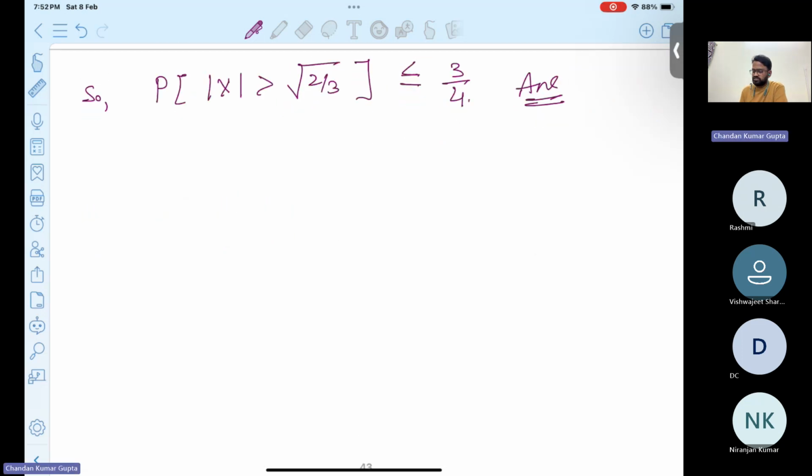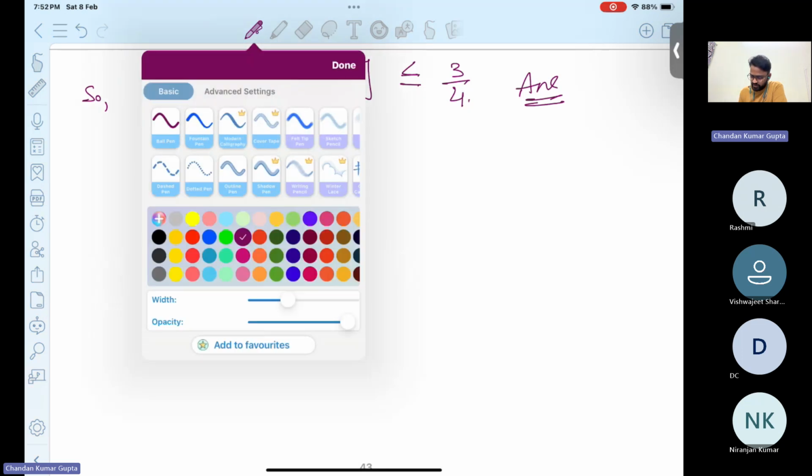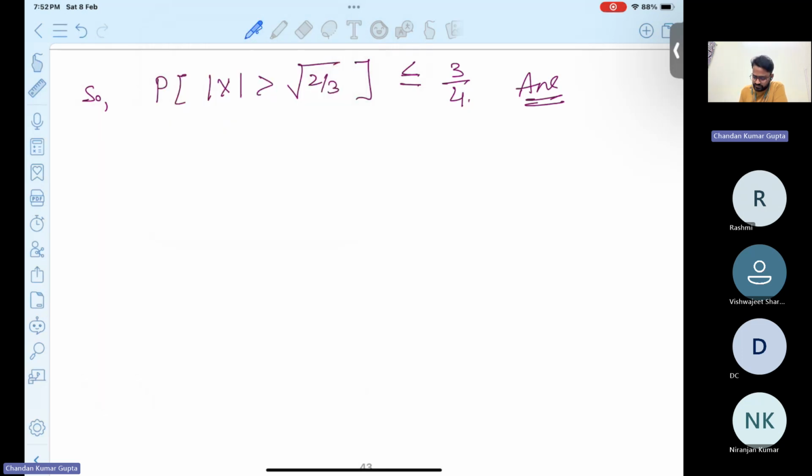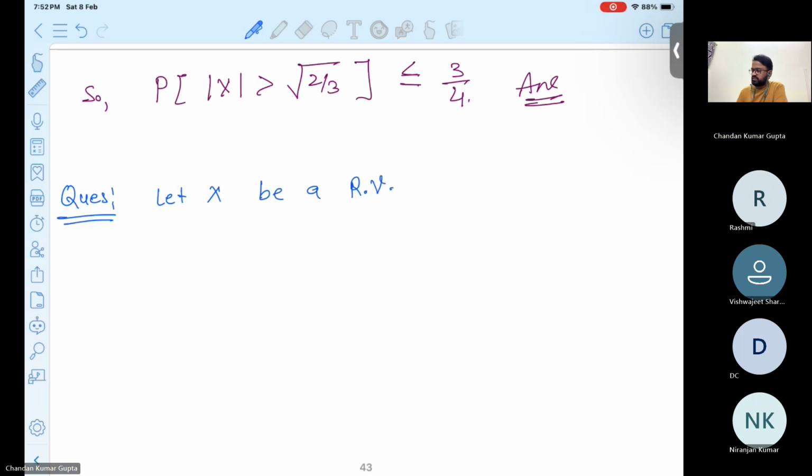Now the next question is based on the PGF, the probability generating function. We are given: let x be a random variable with probability mass function.